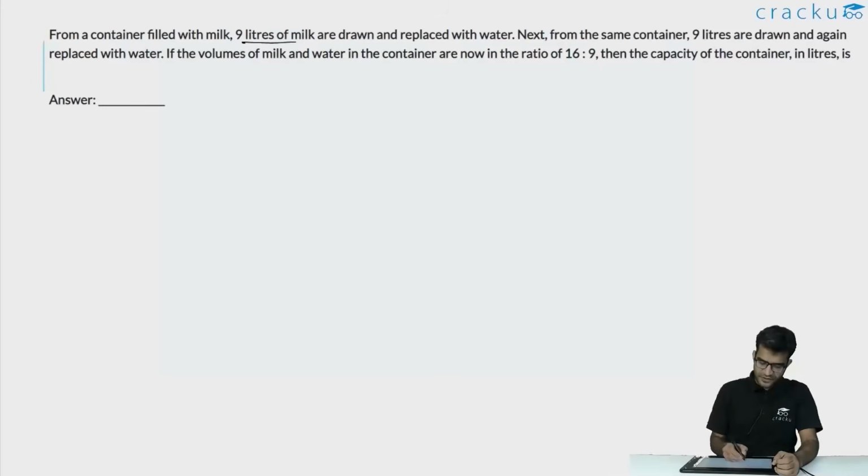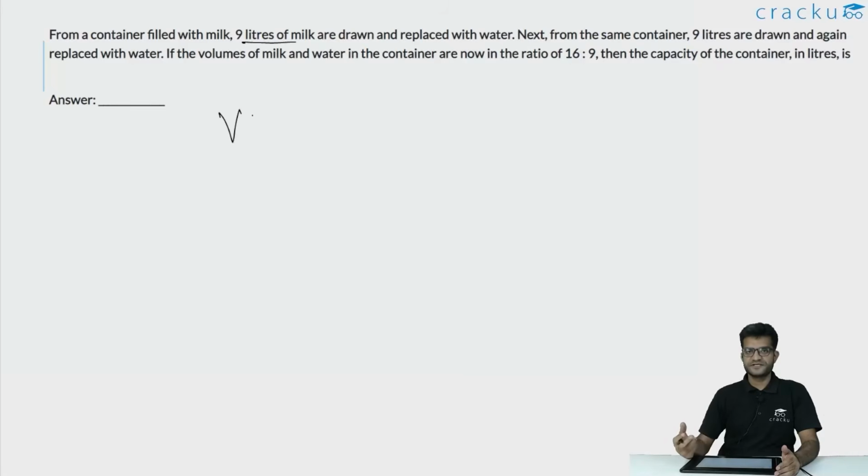In this question, we are told that there is a container which had some milk. Let us assume that the volume of the container is V. From this, 9 liters are removed and replaced with water. Again, this process continues. There is a formula for figuring out the amount of milk finally left in the container.